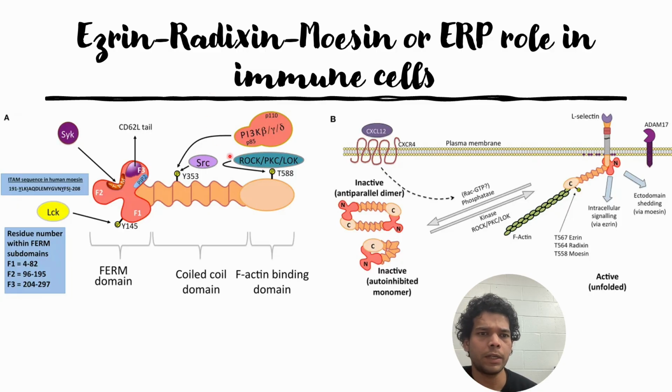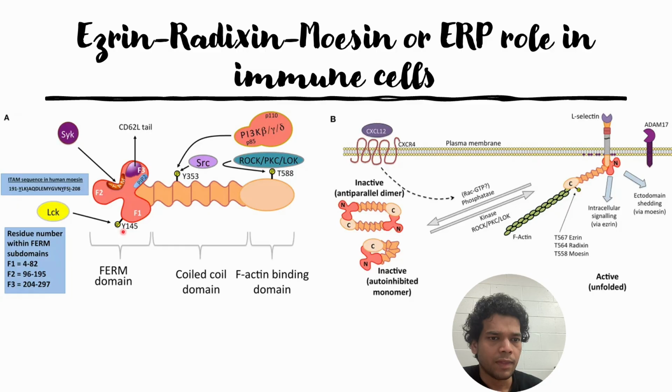The figure on the left-hand side, panel A, shows different domains of this ERM, which is divided into the FERM domain, coiled-coil domain, and F-actin binding domain. The FERM domain is on the N-terminus side, and the F-actin binding domain is on the C-terminus side. And since these are immune cells, their main function whenever they see foreign particles or foreign motifs is to activate themselves and act against them.